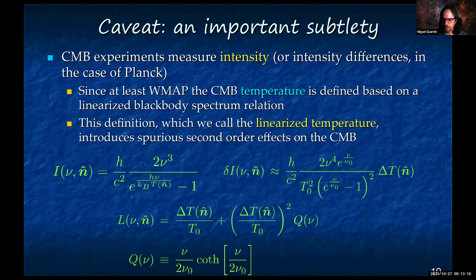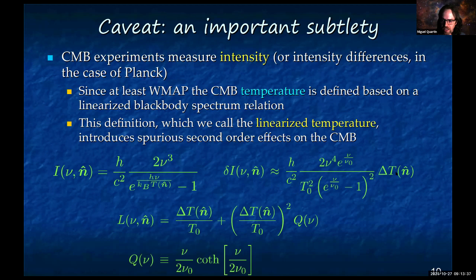And because of this, basically all your measurements of this intensity, so we have here the black body intensity spectrum, and you can perturb it to compute these perturbations in intensity, and this is related to delta T. But again, this is a linear relation, you're stuck in a linear relation.